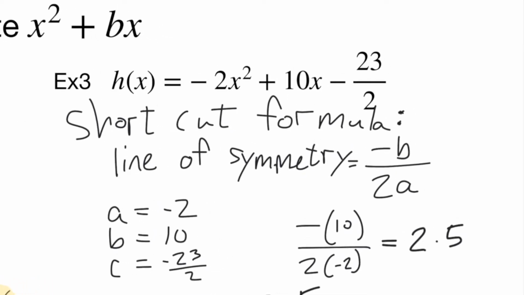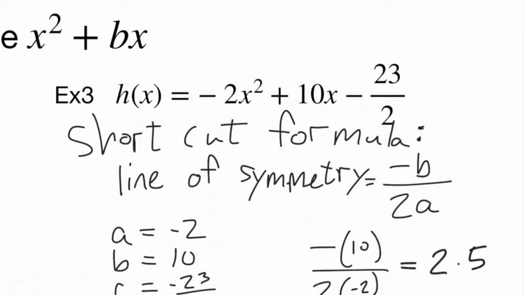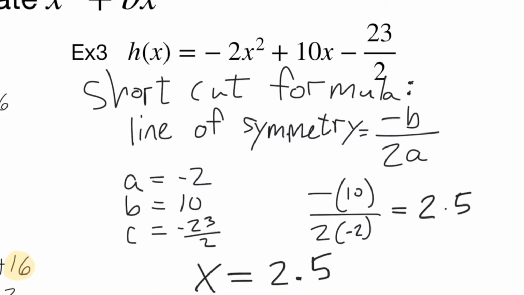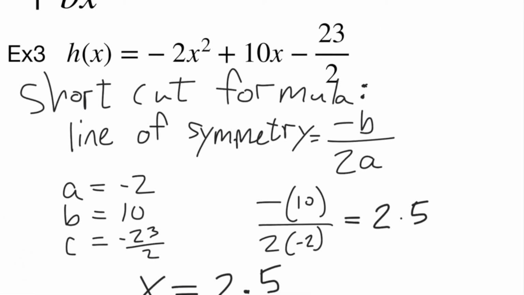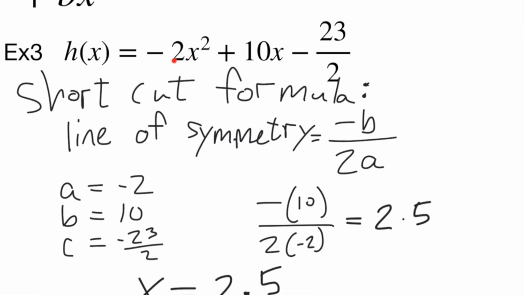Last one. There's a shortcut formula. If you want to find a line of symmetry, you can do this. You can choose negative b over 2a. So, you start off, you identify what a is equal to, what b is equal to, what c is equal to. In this case, a is equal to negative 2, b is equal to 10, c is equal to negative 23 over 2.